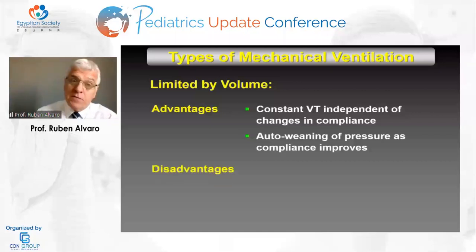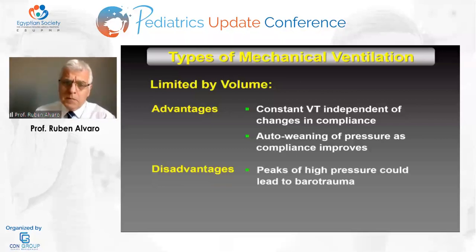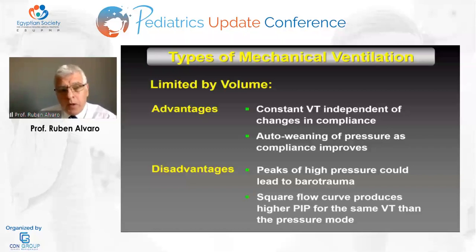Now, there are some disadvantages of the volume ventilator. The first one is that the peaks of high pressures could lead to barotrauma. Although volume trauma is more injurious to the lungs than pressure, definitely high pressure can also cause injury. So if your compliance is very low and you're trying to deliver a physiologic volume, you could be exposing those lungs to very high pressures. And the other problem with the volume ventilator is that your flow curve, as explained before, is square and produces a higher PIP for the same VT than the pressure mode.